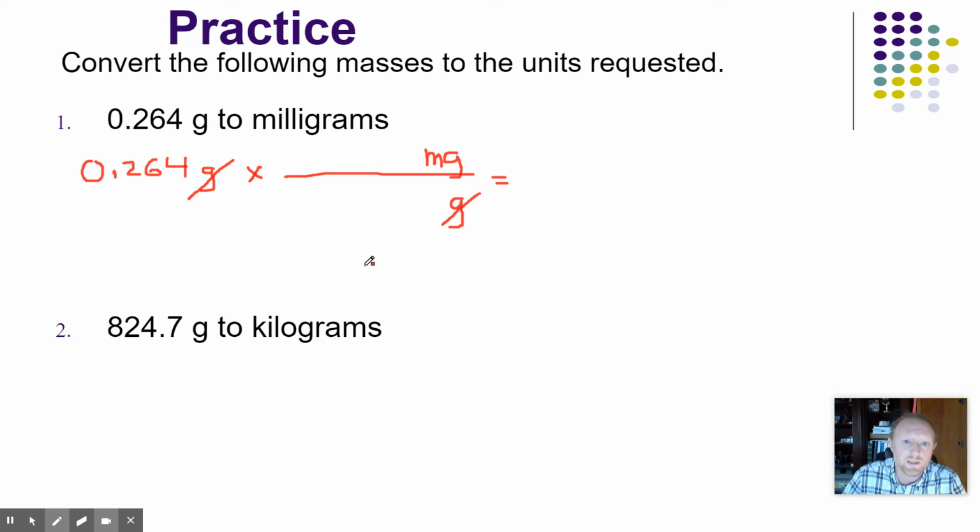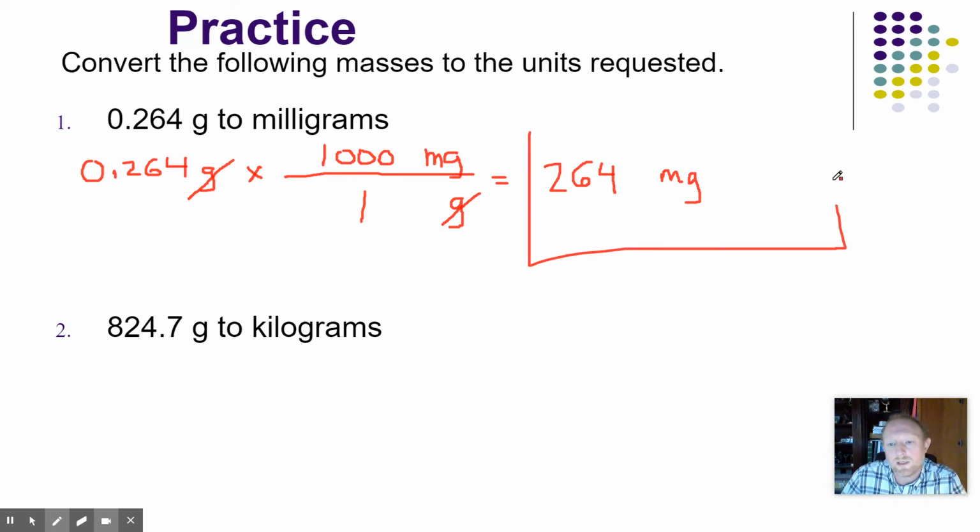The relationship between grams and milligrams. Milli is 1,000. For every 1 gram, there are 1,000 milligrams. So if we take our number, the 0.264, and we multiply by 1,000, you can divide by 1 if you want, but it doesn't really change your answer. You get an answer of 264 milligrams. And remember that all of our numbers need to have units. You'll see that there's a unit behind every number. And we'll go ahead and give it a box indicating that's our final answer.